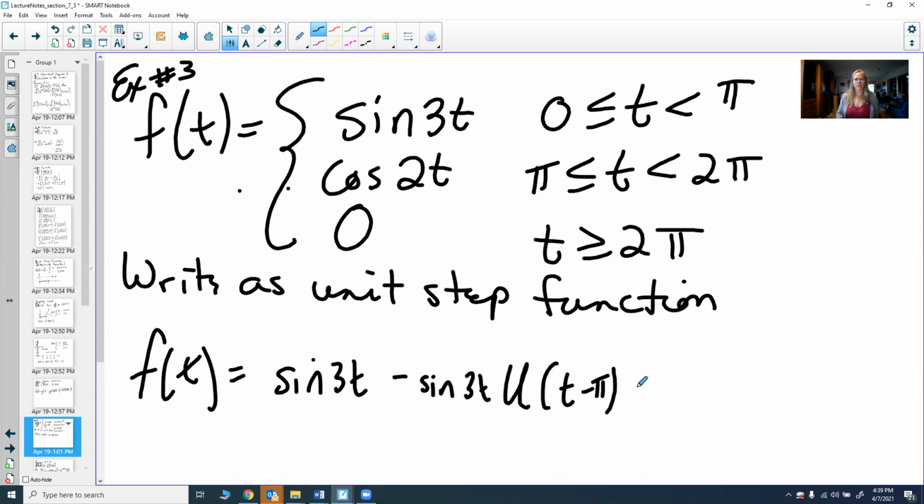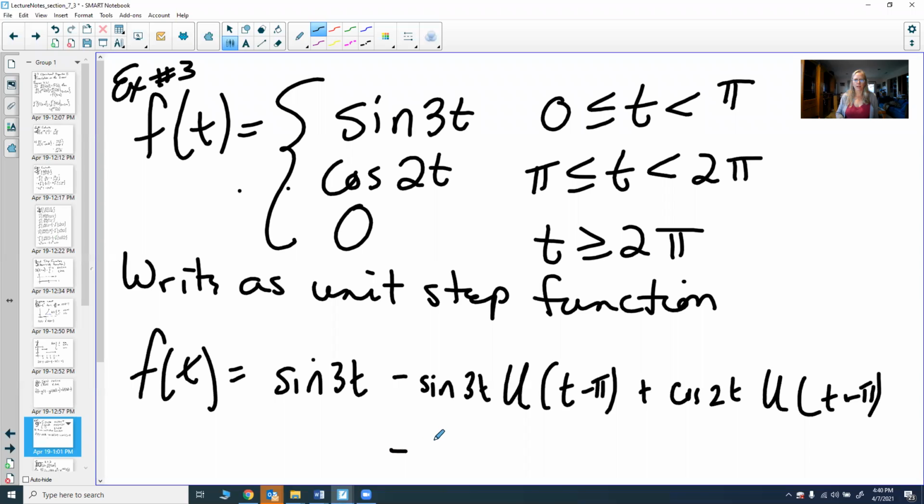Then we want to bring in the cosine of 2t. We're going to bring in cosine of 2t times, again, the unit step function at t minus pi. So that will now turn this one on. It's off below pi. After pi, there's now a 1 there. So now it'll be on.